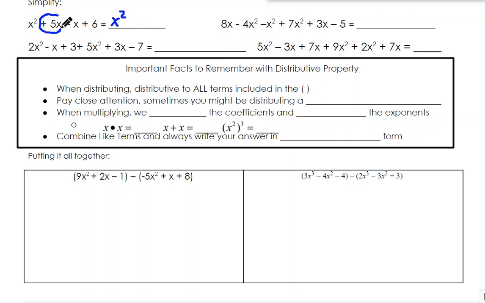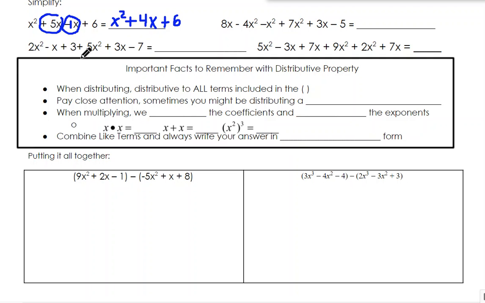But I see I have a plus 5x and a minus x. I can combine those because they're both just x's. 5x minus, really, this is a 1. 5 minus 1 will give me 4x. And it's a positive 4x, so I put a plus. So it'll be plus 4x. And then this plus 6, there's nothing to combine it with, so I just bring it down. And that's my answer, x squared plus 4x plus 6.